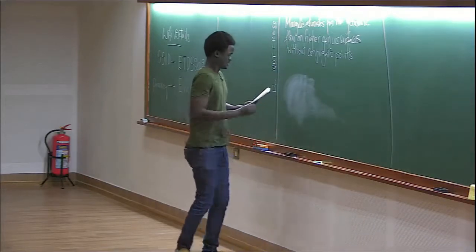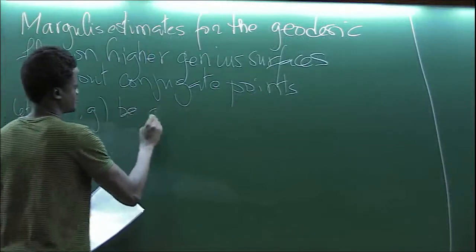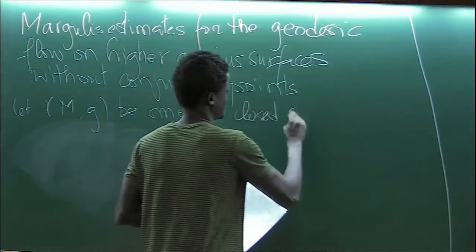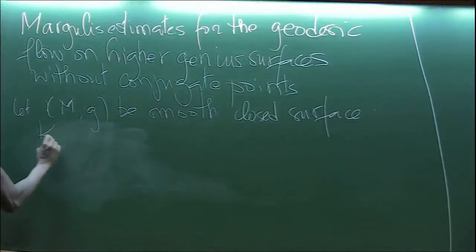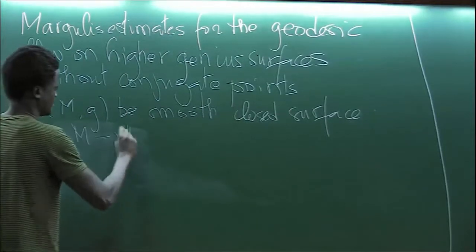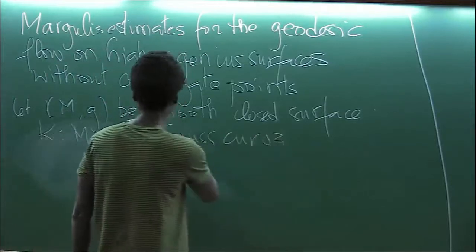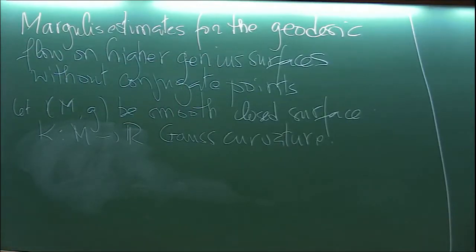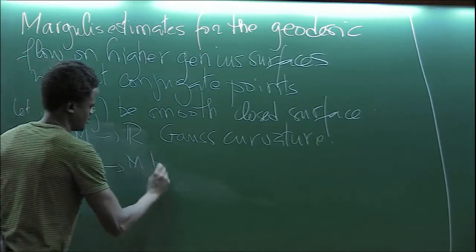So we start by letting M be a smooth closed surface, and G is a metric. We denote the Gauss curvature by K. So for a geodesic, let c from R to M be a geodesic.